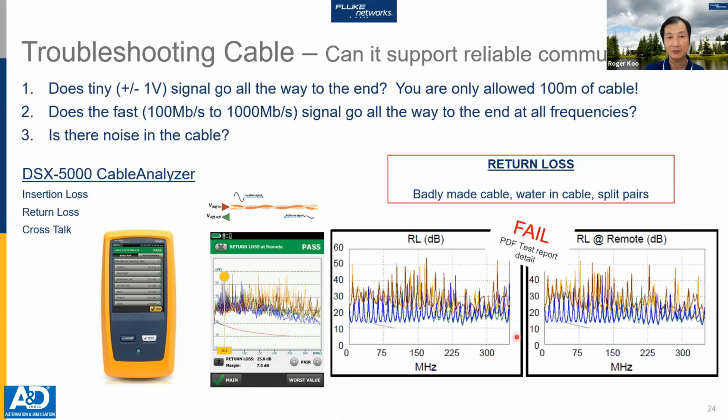As you can see in these two pictures, the wavy line touches and crosses the limit line. That means that this cable failed the return loss testing. The cause of this could be a badly made cable, or there could be water in the cable itself.